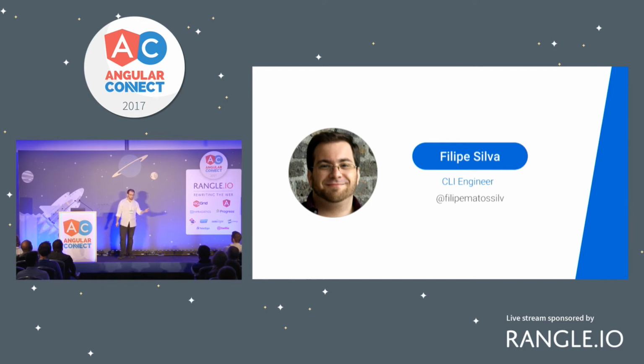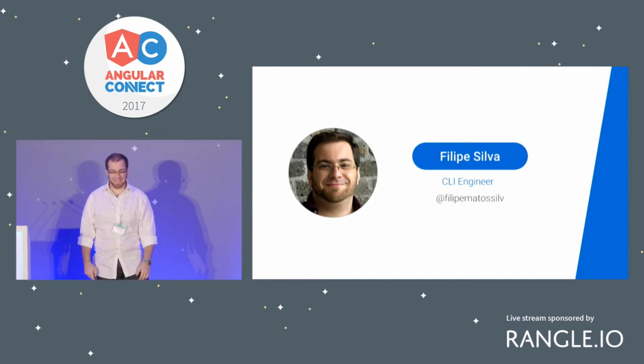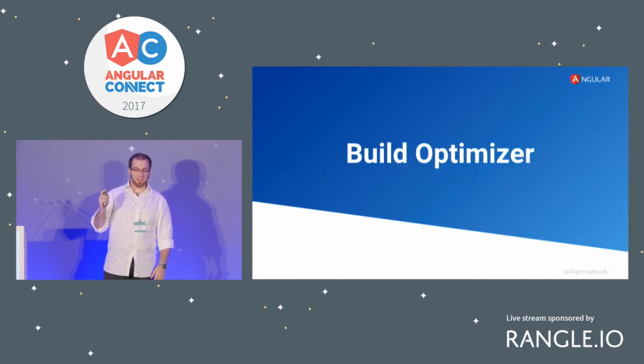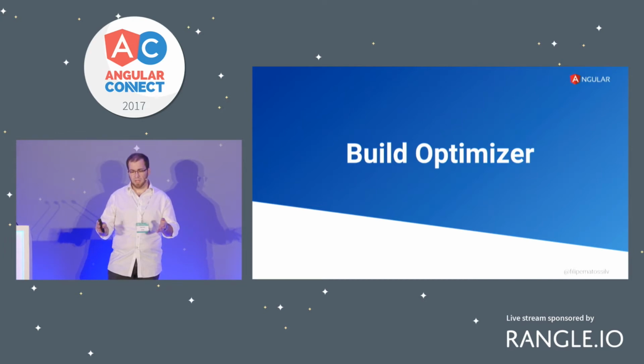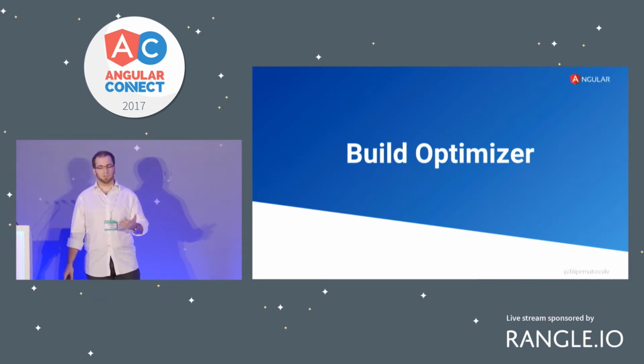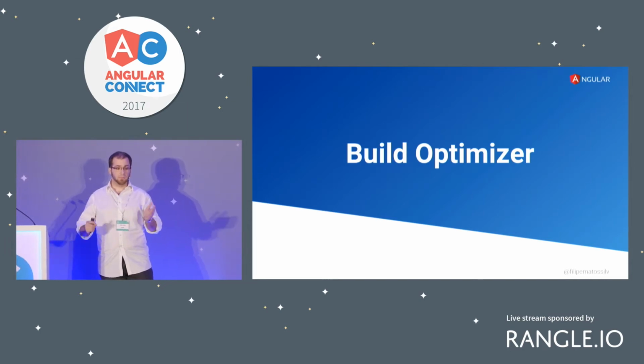OK, so I'm Filipe. I'm here to talk about Build Optimizer. Build Optimizer is something that we introduced in 1.4. In 1.5, if you've made a new project, you're probably using Build Optimizer right now whenever you do a prod build. For projects in 1.4, you could opt into it via the --build-optimizer flag. So this is live right now, and we feel like it's quite mature and that we feel really good about it, so we turn it on by default.